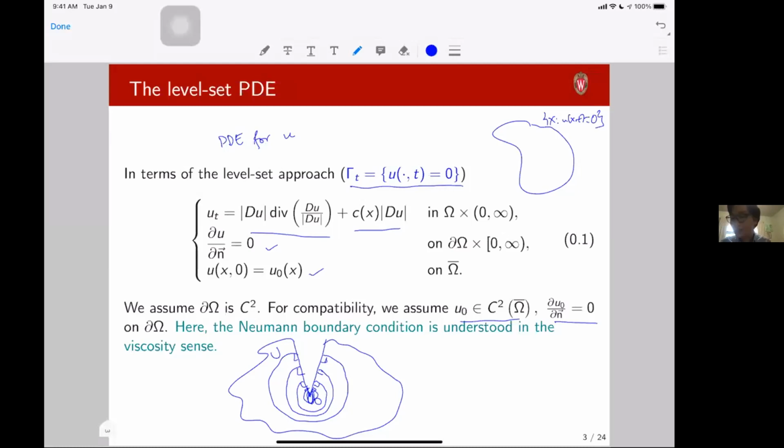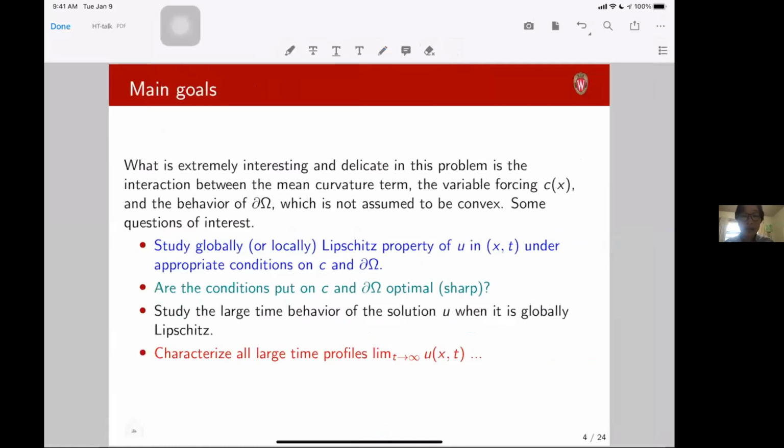Again, please stop me if you have any questions or concerns. What are our main goals here? There is competition between the mean curvature and the forcing, which is variable, so it could make things not homogeneous, unlike the picture I drew earlier where c was constant or zero. Also, we don't assume the boundary of omega to be convex, which is typically the case in the literature when dealing with the Neumann boundary condition. People typically assumed earlier that omega is convex.